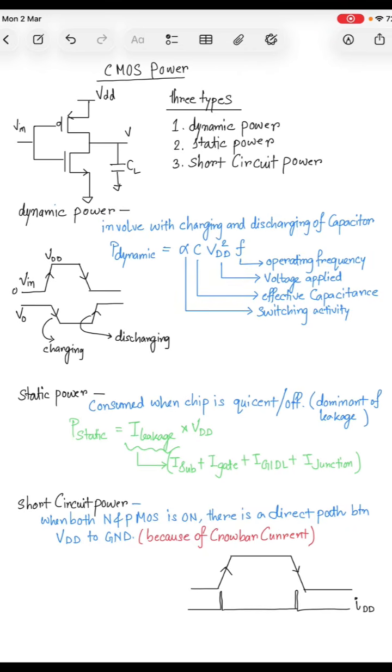In power dissipation, dynamic power is mostly dominant: 60 to 70% of the overall power dissipation is affected by dynamic power. Static power nowadays, because technology nodes are shrinking, can account for 25 to 30% of the power. And short circuit power is basically 5 to 7%.